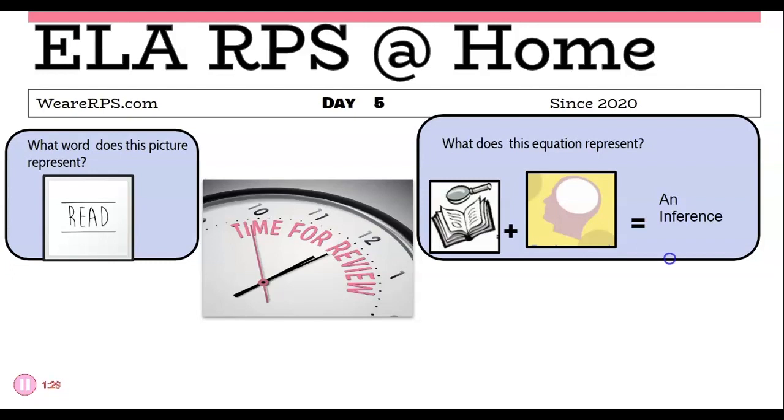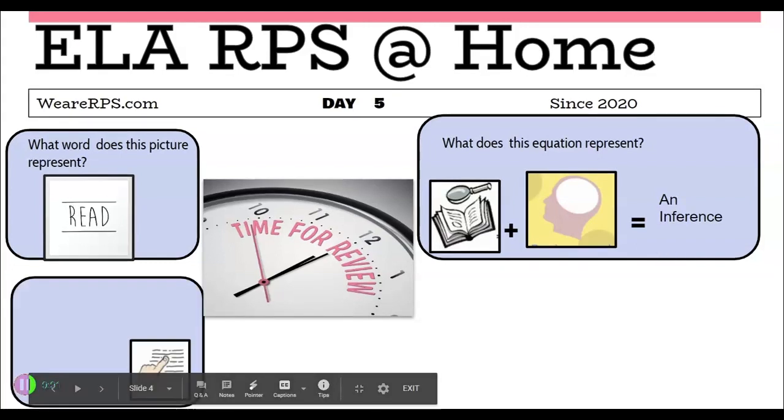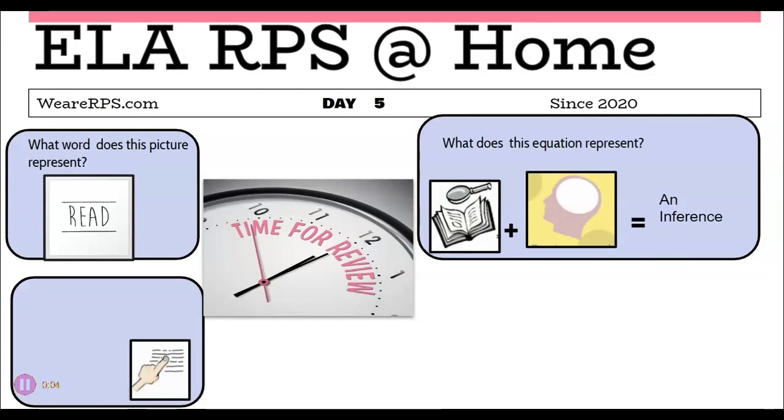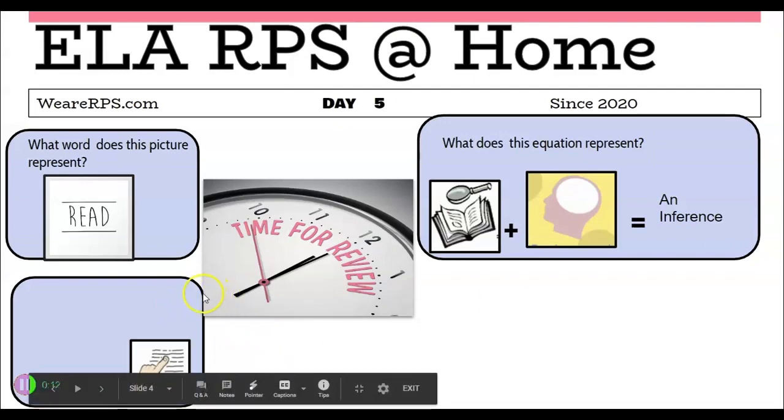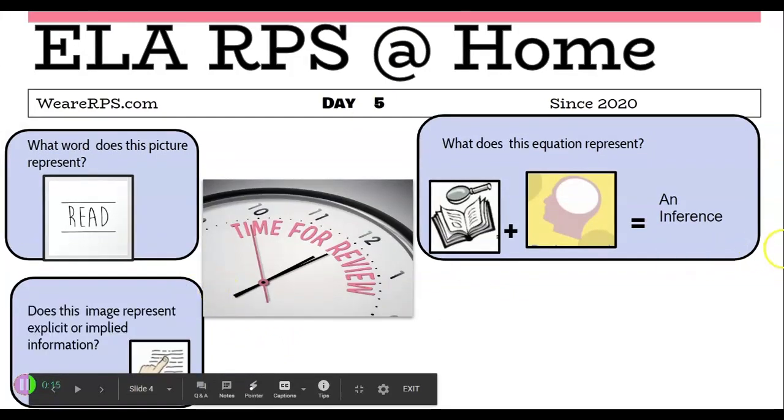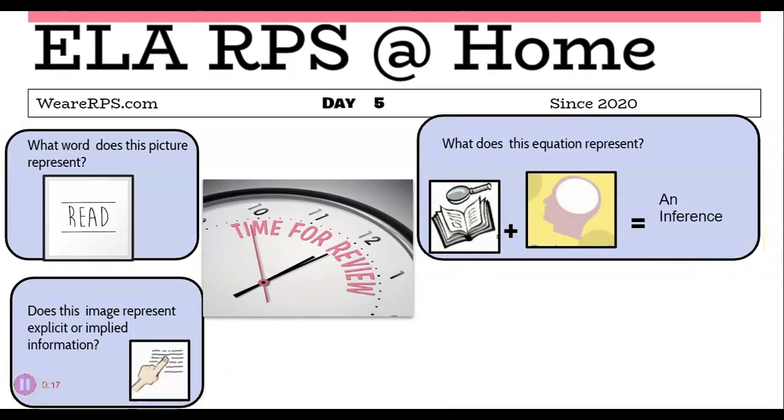Good job, guys. For our third one, we have a picture where a finger is pointing directly to something in the text. What does this represent that we have learned throughout this week? Does this image represent explicit or implied information? If you said explicit, you are correct, because explicit information is clearly stated in the text. Last one.